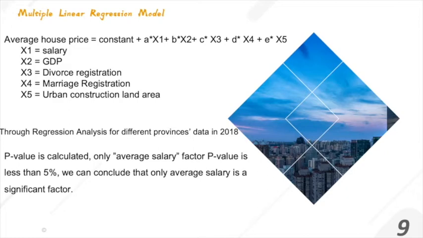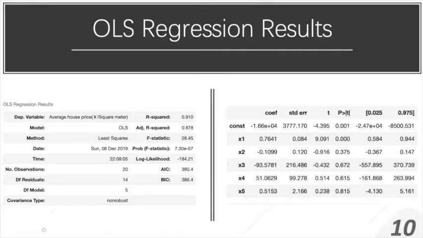We use Python as a tool to import data of different places across China in year 2018 and use ordinary linear regression method to calculate the regression results. From the result table, for each factor, x1 to x5, we need to check the p-value. Only the factors whose p-value is smaller than 5% should be considered to be significant. We found out p-value in x1 was smaller than 5%. Others were very large. Therefore, only x1 factor is significant, which is the average salary in each province.